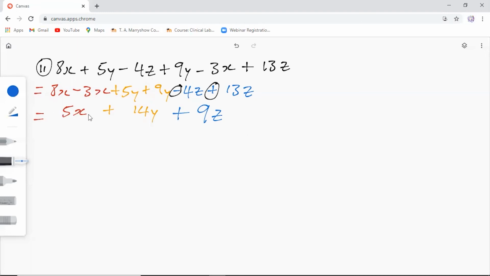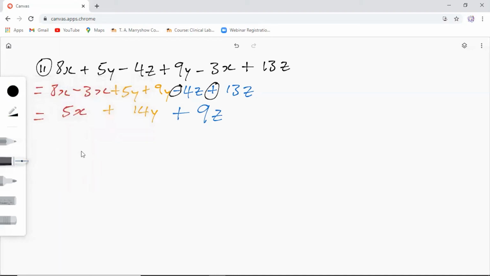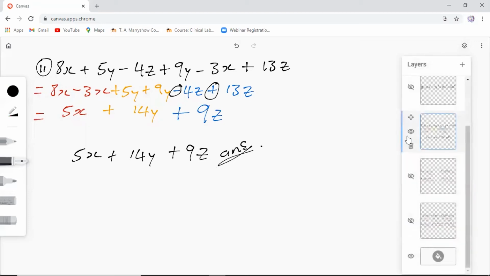So that's our answer there, 5x plus 14y plus 9z. That's our final answer. Good. Let's move on.